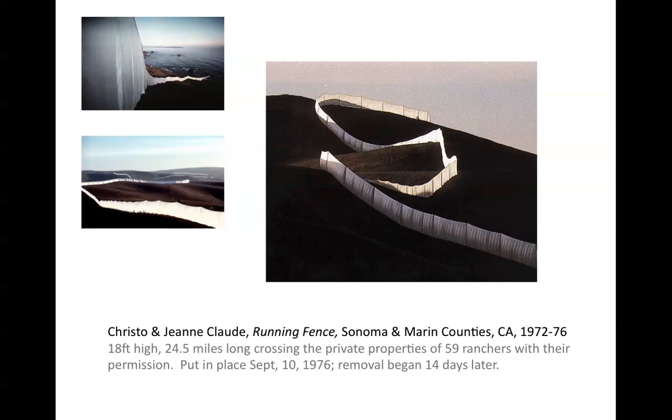I think it's interesting to note some of the details. So it's about 18 feet high, 24.5 miles long, but it crosses the private properties of 59 ranchers. And many of their pieces are like this, where they can't just erect it wherever they want to. They have to get local authority permission, right? They have to draw up blueprints and get permission from different authorities. In this case, 59 different ranchers had to sign on to allow them to cross their property.